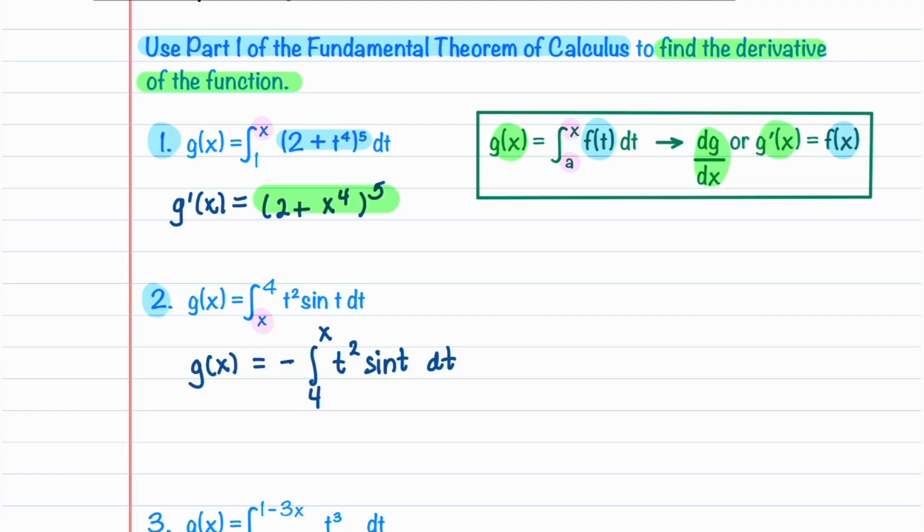Now we can go ahead and find the derivative of g of x by using the Fundamental Theorem of Calculus. We have g prime of x is equal to the integrand t squared sine t evaluated at our upper limit x. So we have our negative, and now we're going to have x squared sine x. And there's our answer.